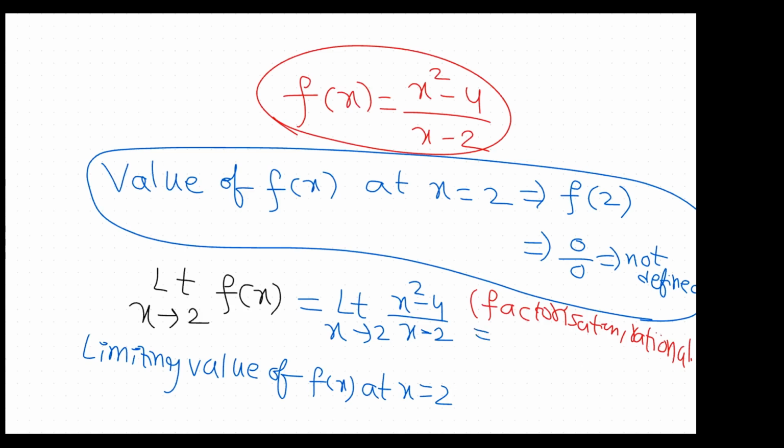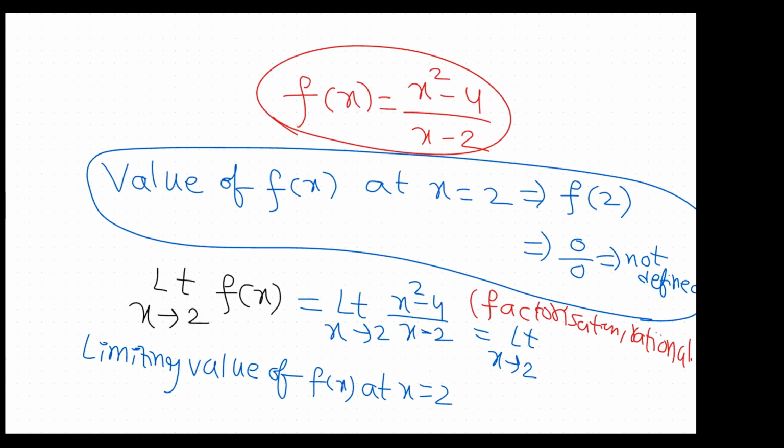When it's under a limit, sir, limit value means you can change. Normally, you should not change. Normally, that's wrong. If you say x square minus 4, I'll write as x plus 2 and x minus 2, cancel x minus 2, put 2, and say that's the value of f of 2, that's wrong. That is not f of 2 value. That is the limiting value of f of 2 actually.